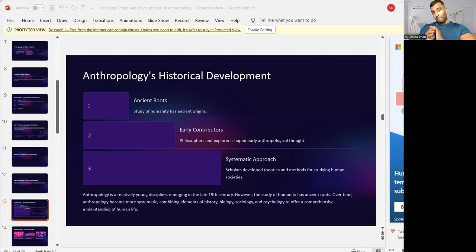So what we discussed so far is the same, that it has multidimensional roots, right? It combines biology because it studies biological behavior, and sociology because you can see the cultural part also integrated in that, and history, and then psychology. All these are connected. Now, what's the next slide? Let's move on to the next slide.